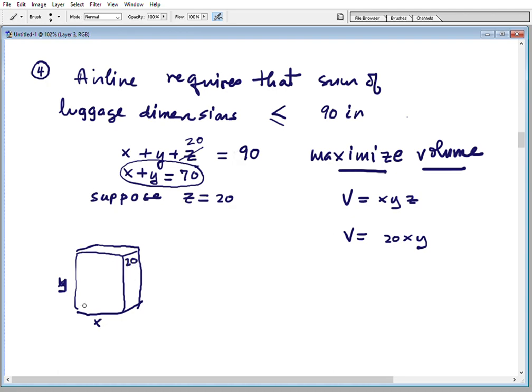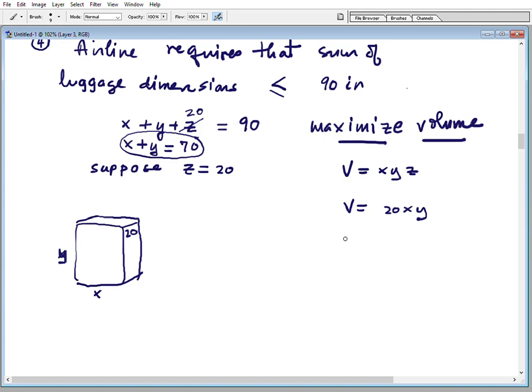Okay, and we can have various x's and y's, so we want to know what size suitcase we should buy. All right, so let's eliminate a variable like we always do. Let's say we eliminate y. So y is equal to 70 minus x. We'll put this in here. So first we do the elimination.